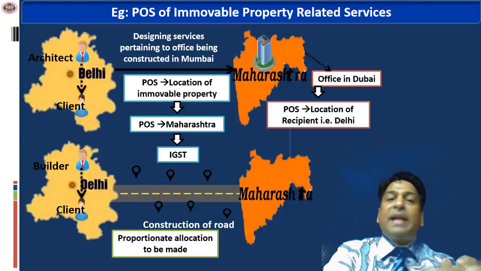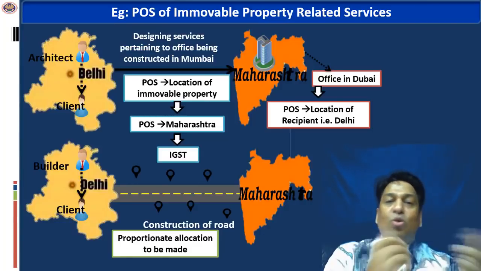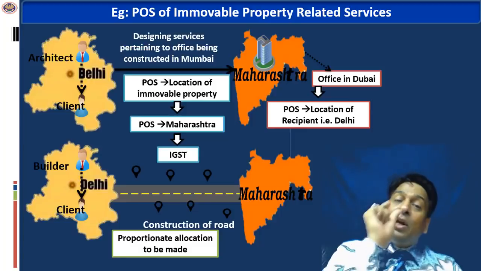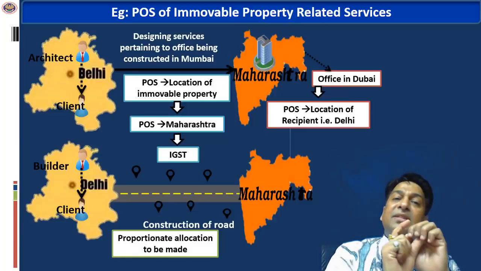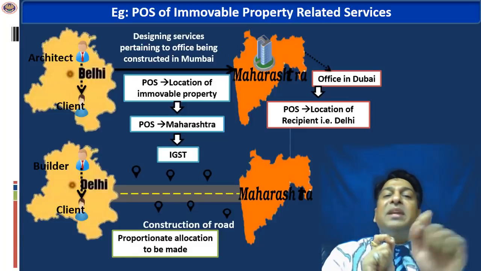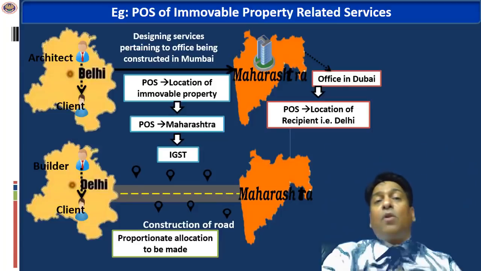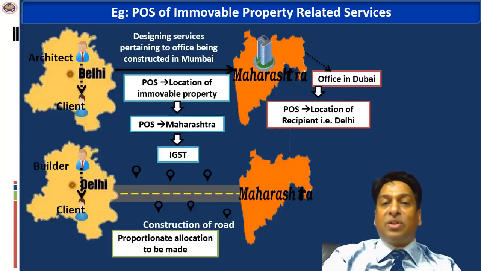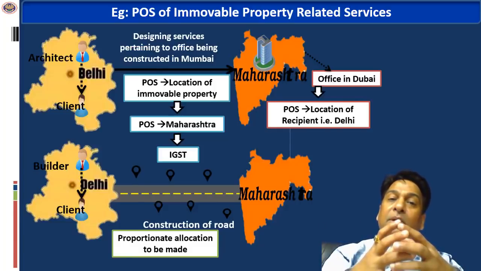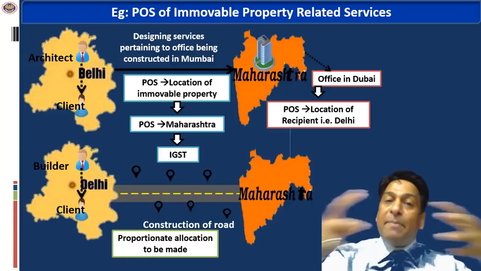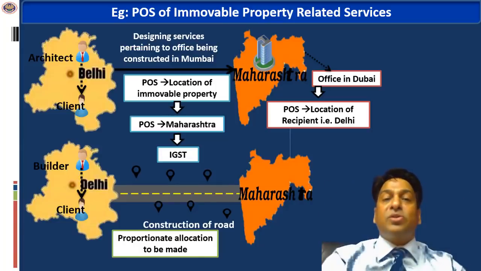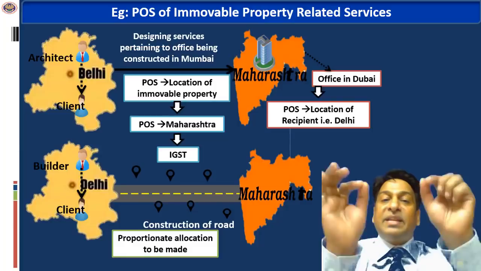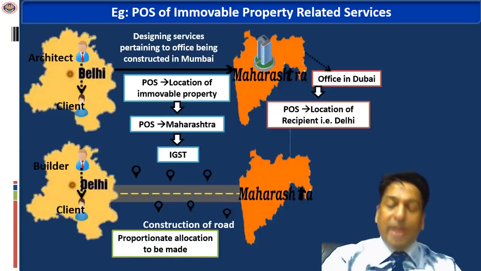So let's assume the location of supplier is Delhi. There's no doubt about it. But to the extent of work undertaken in Delhi, to that extent it would be intrastate. Otherwise, for all other states, it would be an interstate transaction. IGST should have been charged. So there should be proper allocation amongst the states and union territories wherein these services are being rendered.